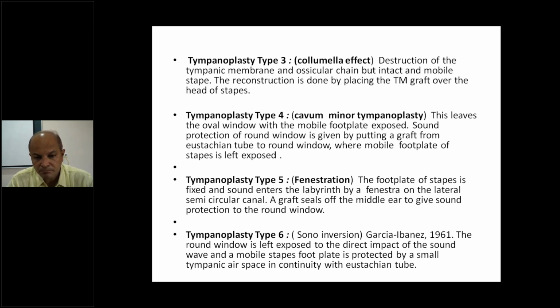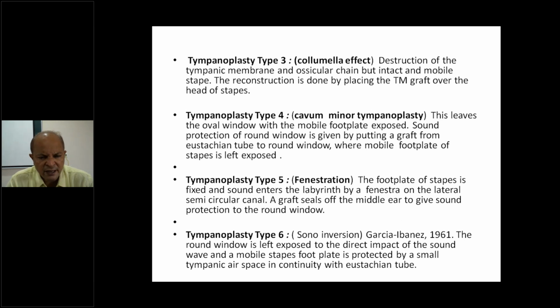So in the fenestration operation, this mobility is hampered. Previously, what they used to do is make another window or fenestra in the lateral semicircular canal. You remember that I have already told you before that you require two functioning windows for adequate hearing. So if one window is damaged, you have to create another window and thereby improve the hearing chances.